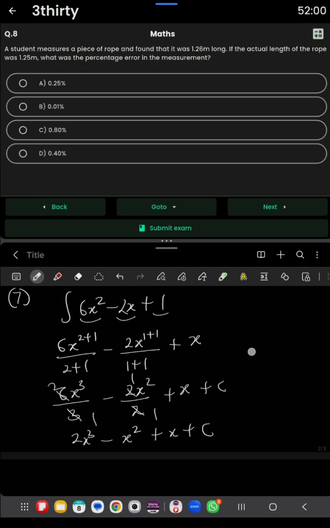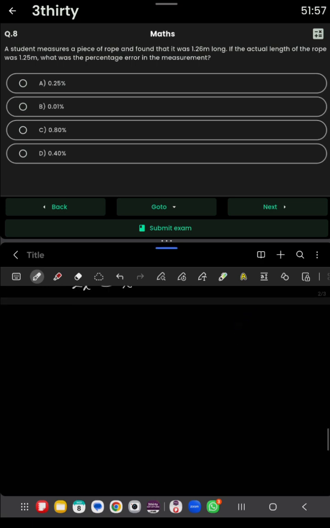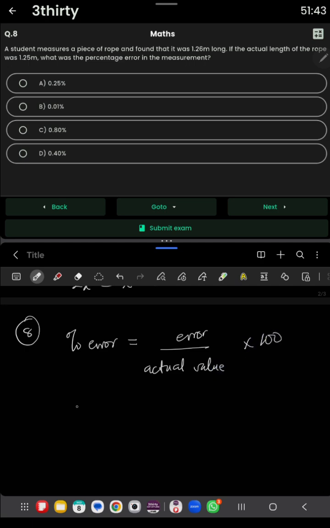Now a student measures a piece of rope and finds the percentage error. Another formula you need to remember is that percentage error is the error over the actual value times 100. So to get the error, we do the length, it doesn't really matter, 1.26 minus 1.25. So what's the actual value? It was 1.26. If the actual length of the room is 1.25, so that's what comes here, 1.25. Take note, it's the actual length that comes at the bottom here.